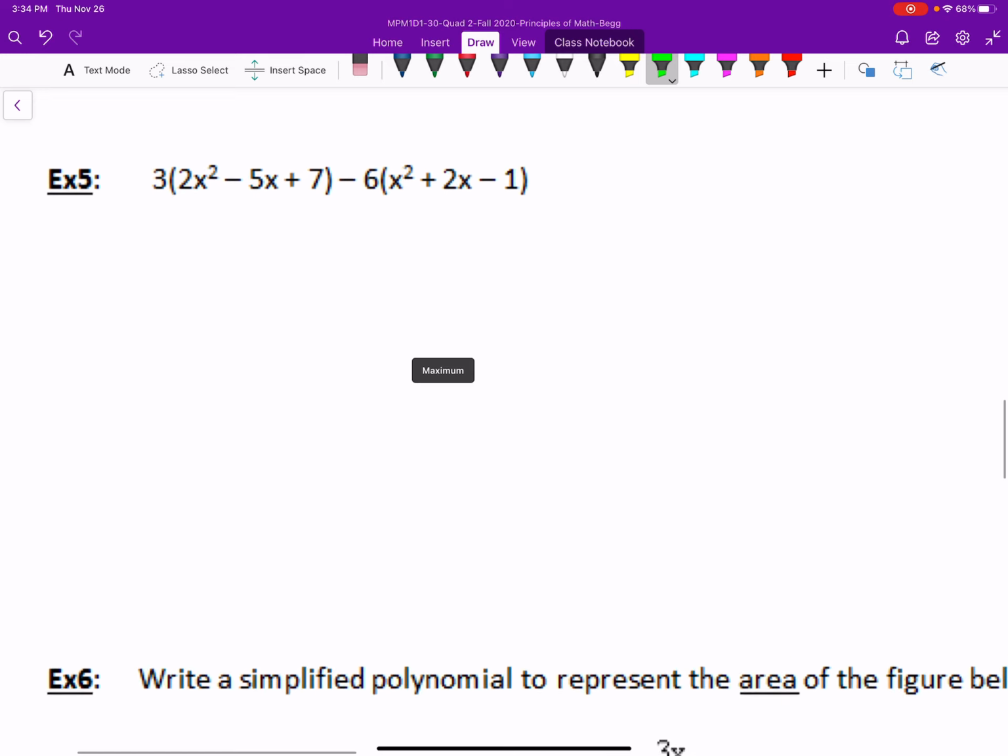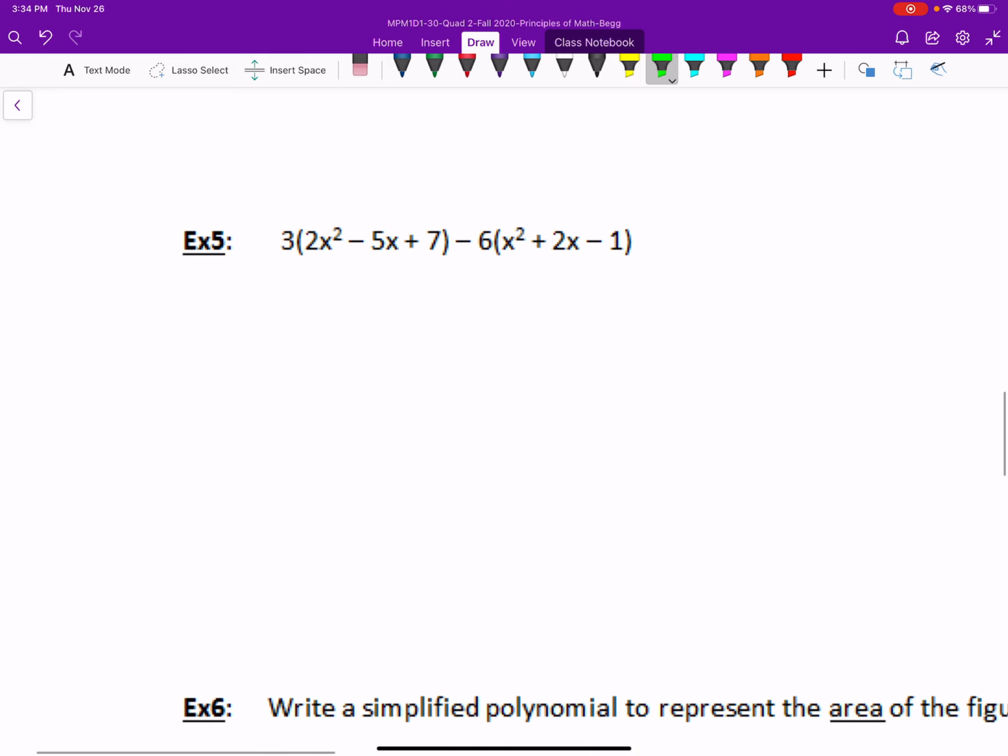This next example is the exact same idea, except now we've got a couple trinomials here. So I'm going to multiply this 3 times each of these 3 terms. And I'm going to multiply again. I'm going to think of this negative 6, or this minus sign, as part of the 6. So I'm going to think of it like it's a minus 6 times each of these 3 terms. And so I've got 6 multiplications to do. I'm going to start with this one.